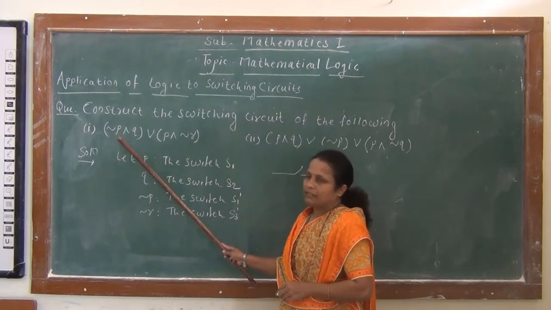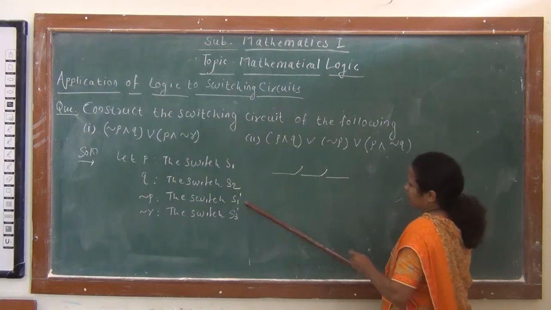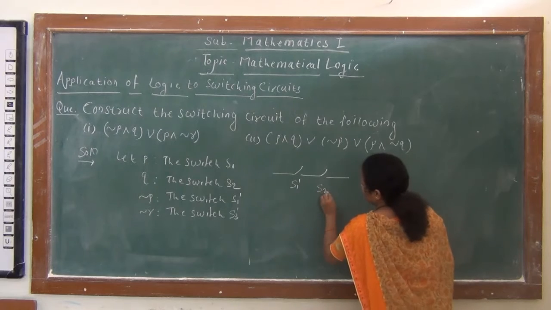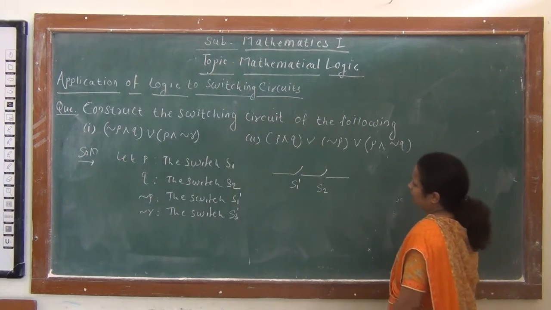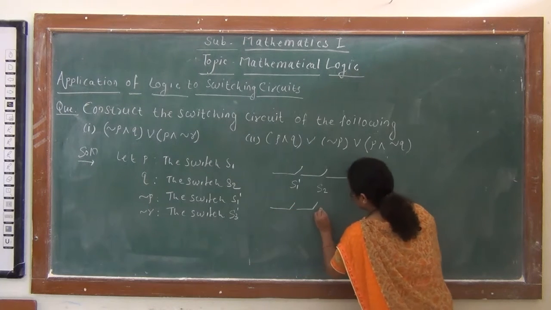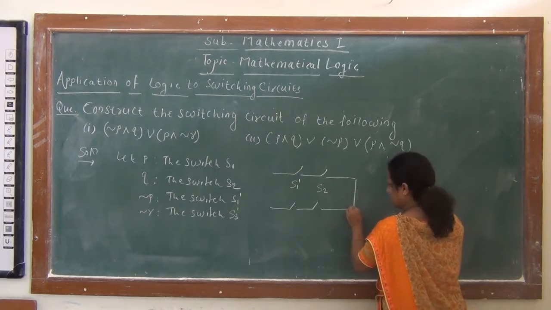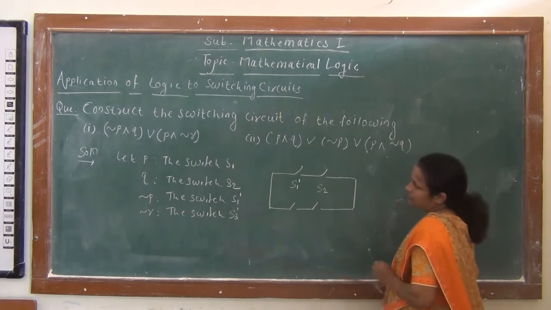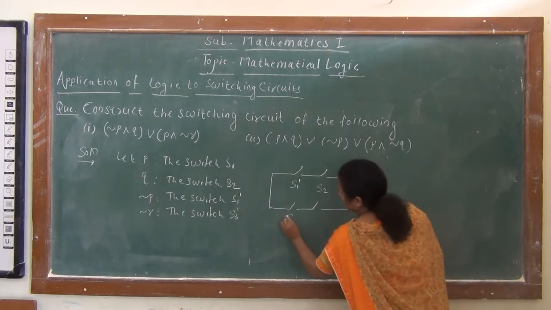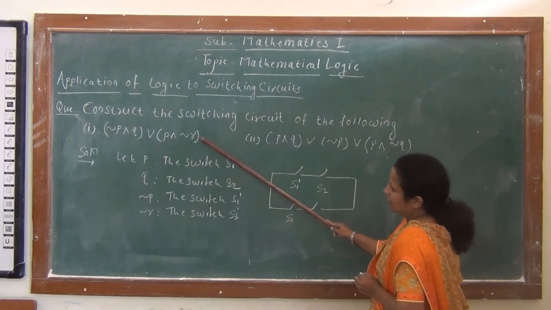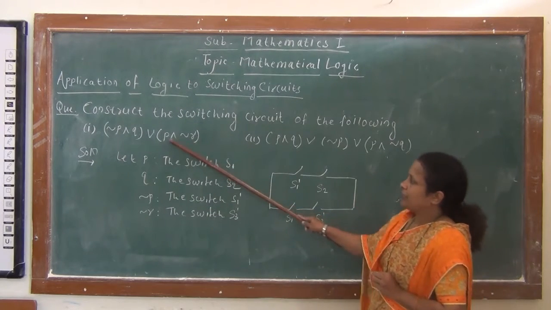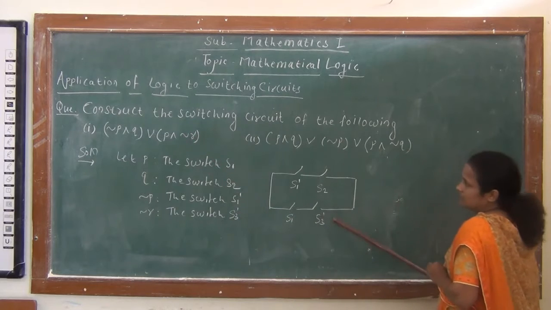Now negation P, that is our switch S1 dash. Then Q, that is S2. And now we consider our other part. Again we consider two switches. The first switch is related to the statement P, that is switch S1. Then negation R, that is S3 dash. And here we use connecting AND, so these two switches are in series.